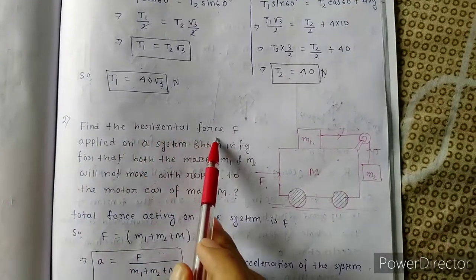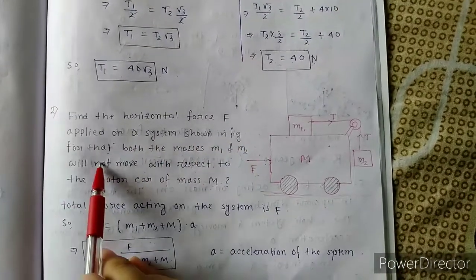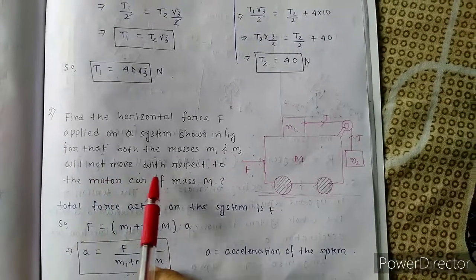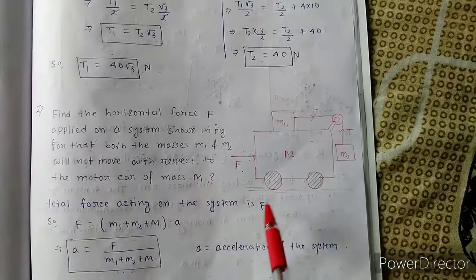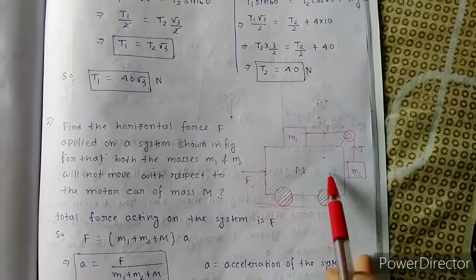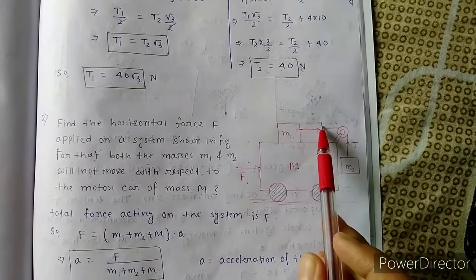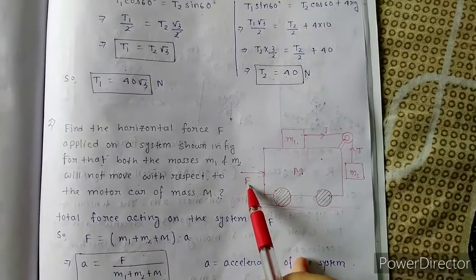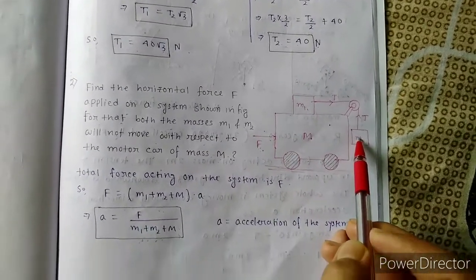Find the horizontal force F applied on the system shown in the figure. For that, both the masses M1 and M2 will not move with respect to the motor car of mass M. So, here we can see the masses M1 and M2 are connected by a thread of tension T. Our aim is to find the value of F for which the masses M1 and M2 will not move.